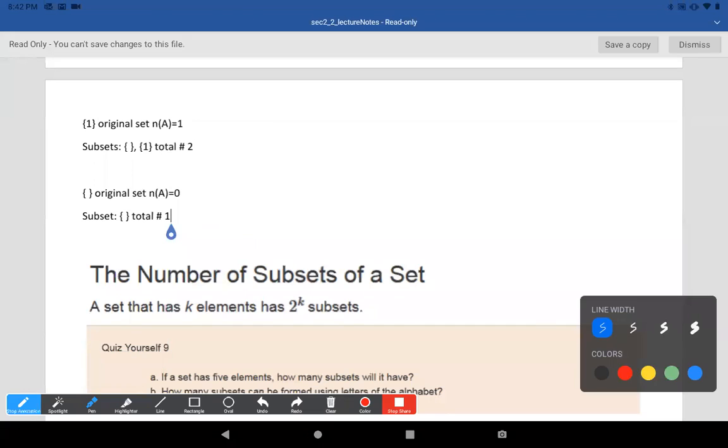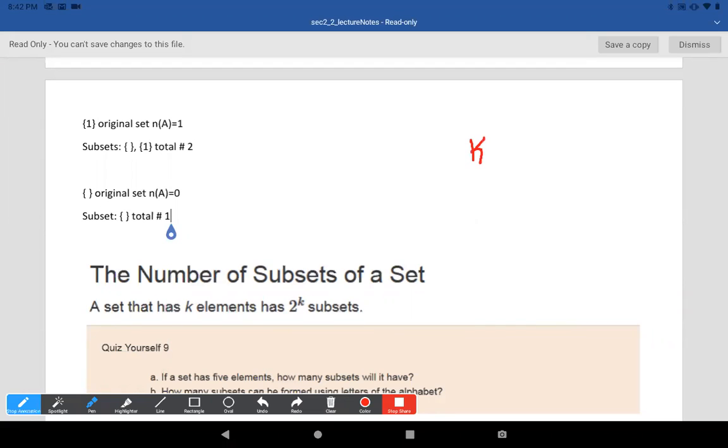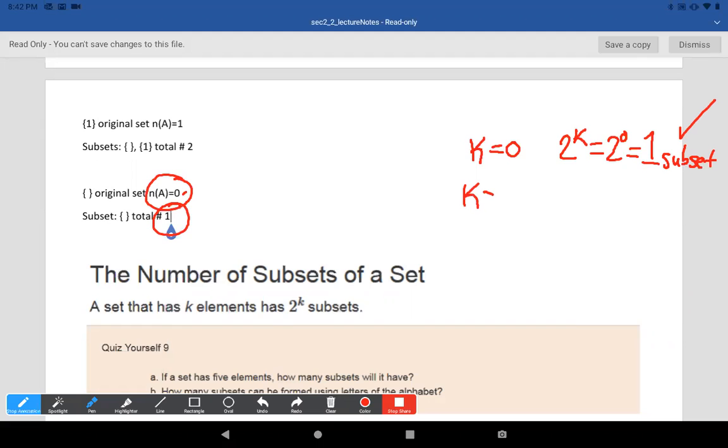When we had a set with no elements, 2 to the k is 2 to the 0. Anything to the power 0 is 1. We had one subset. That checks with what we got here. Now, when k is 1, going to this next one up, we have 2 to the k, which is 2 to the 1, or 2 subsets, which checks. So we're checking our formula, we're verifying it.